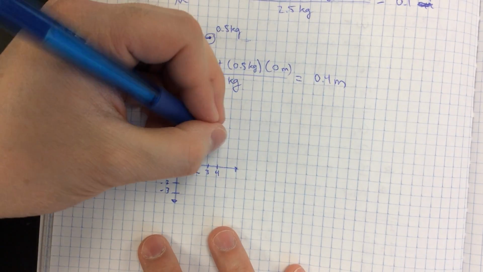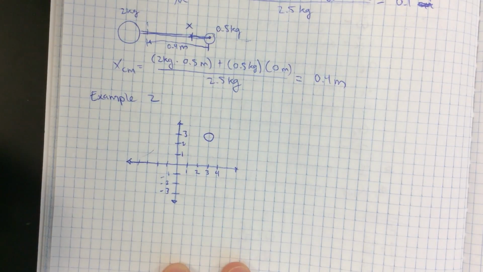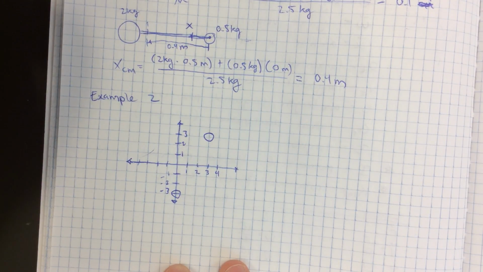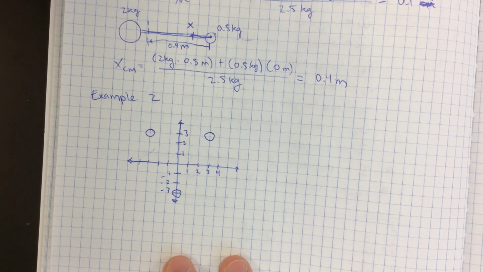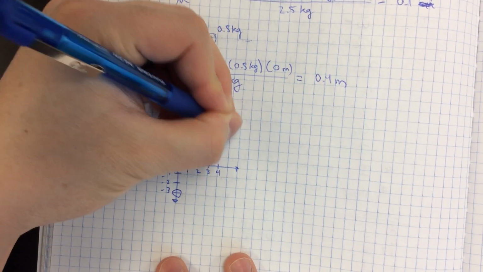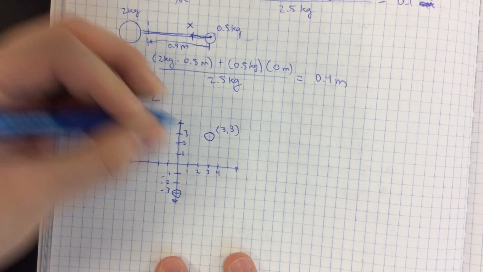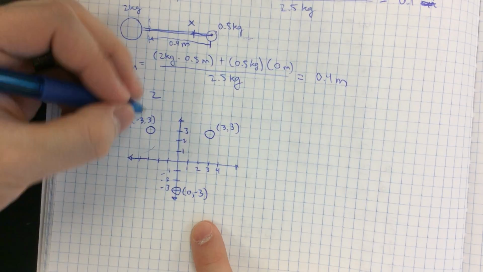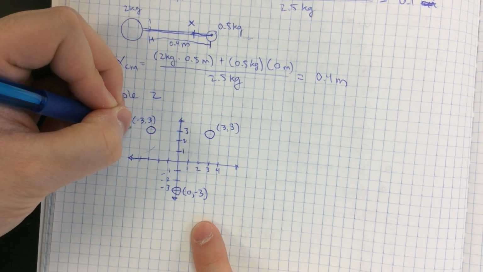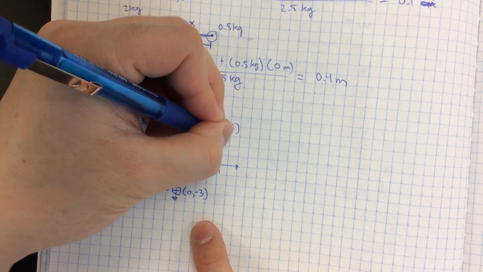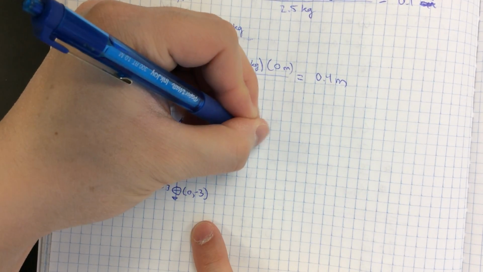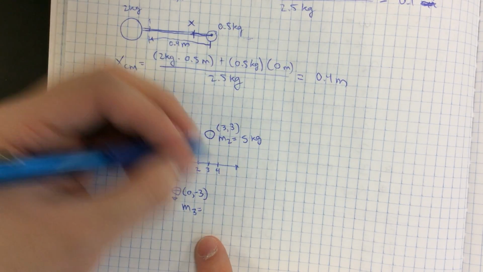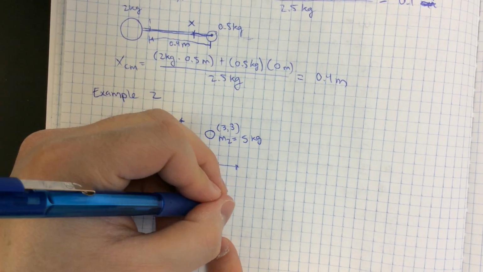All right, let's say we have an object here, and an object here, and an object here. So this is at 3, 3, negative 3, 3, 0, negative 3. Let's say the mass of 1 is 3 kilograms. The mass of 2 is 5 kilograms. And the mass of 3 is 8 kilograms.